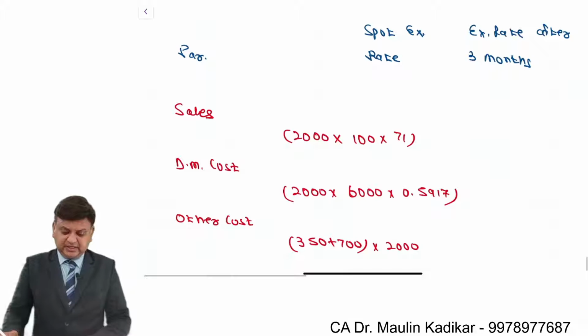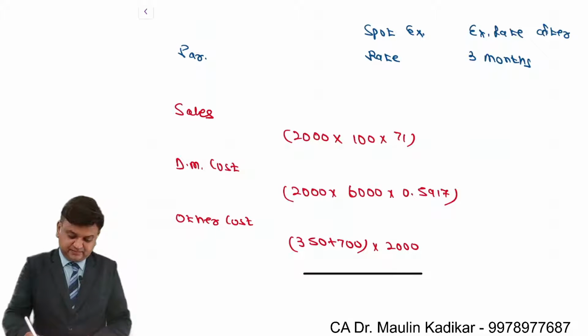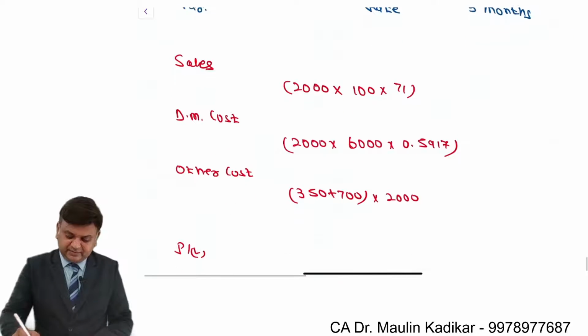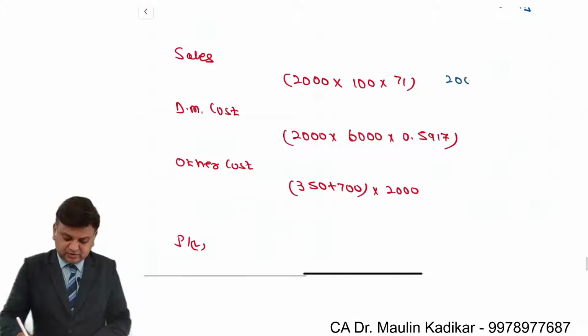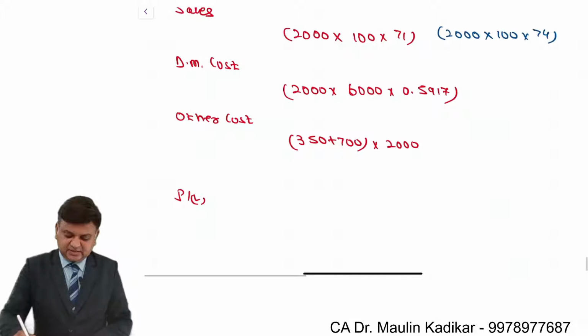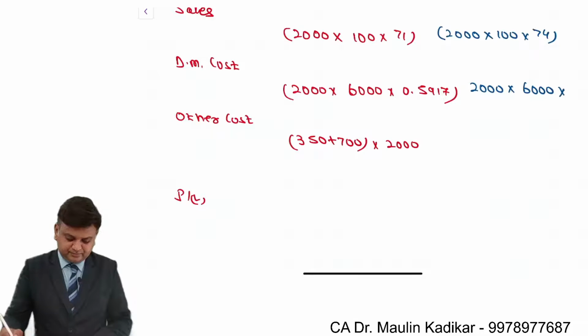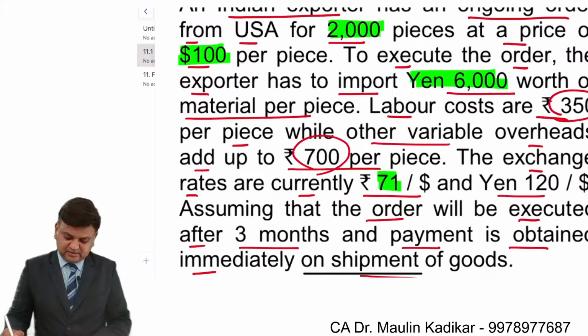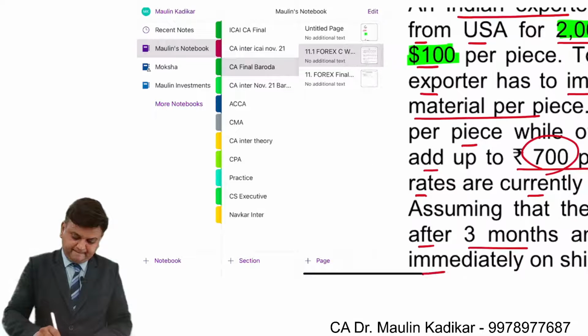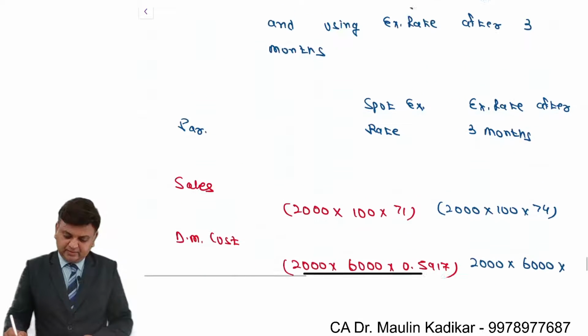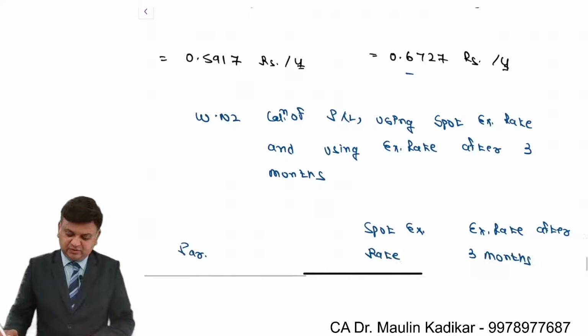Similarly, we will take the exchange rates after 3 months. So what will happen again over here? It is 2000 into 100 into 74. Next, it is 2000 into 6000 into the exchange rate, 0.6727.